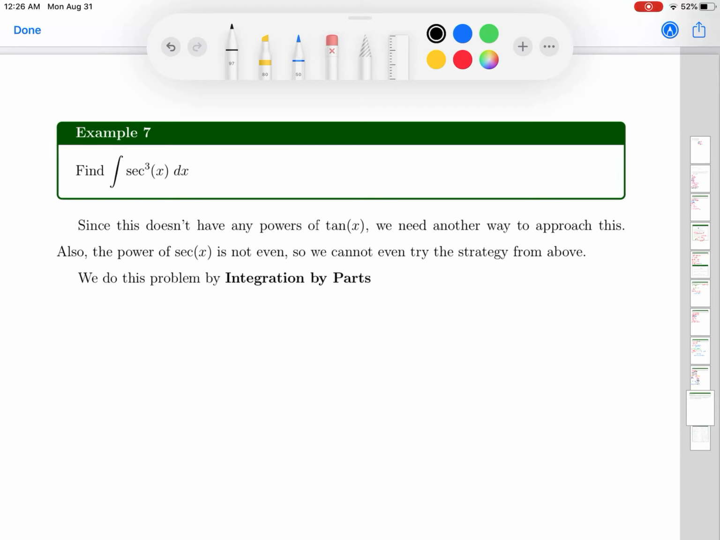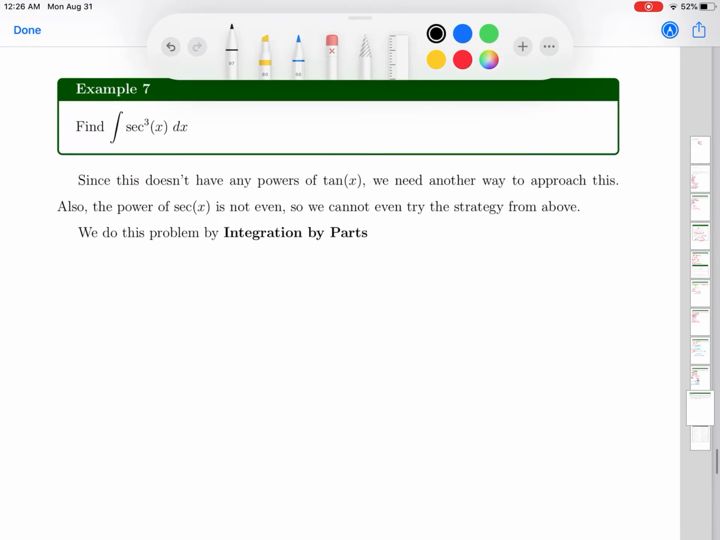First and foremost, this integral, as you guys can see, doesn't have any powers of tangent. So we need another way to approach this. Also, the power of secant is not even, so we can't even try the strategy that we had previously used. What we're going to do is go ahead and do this problem by integration by parts. Believe it or not.